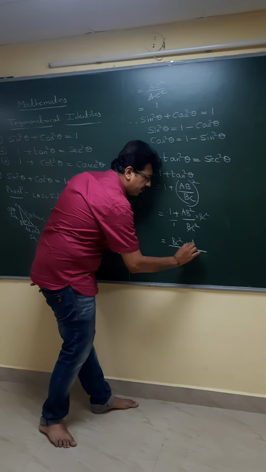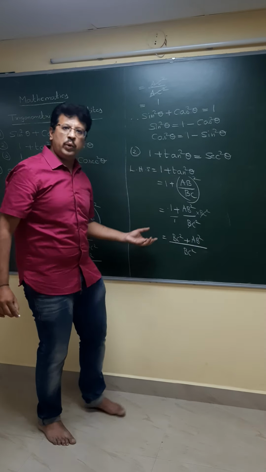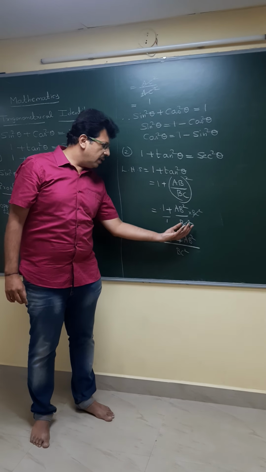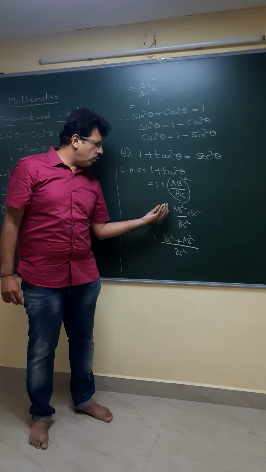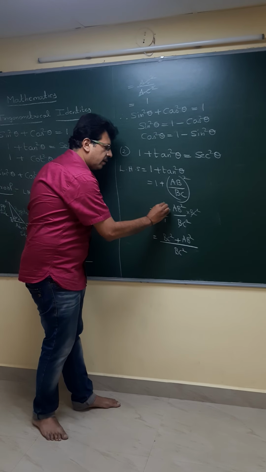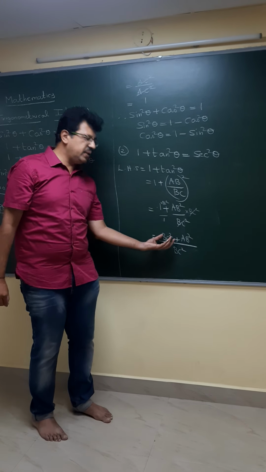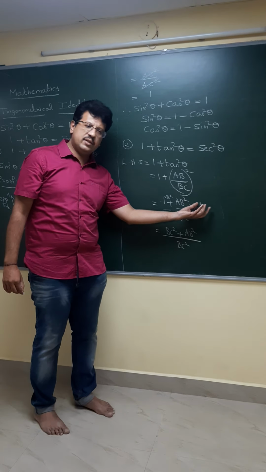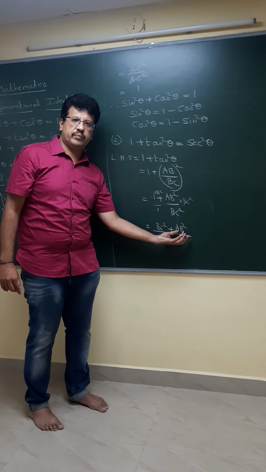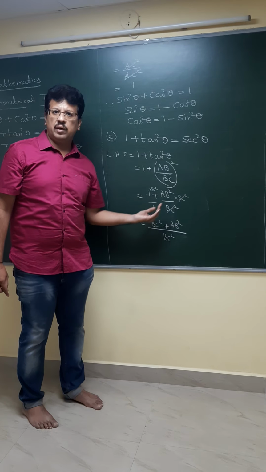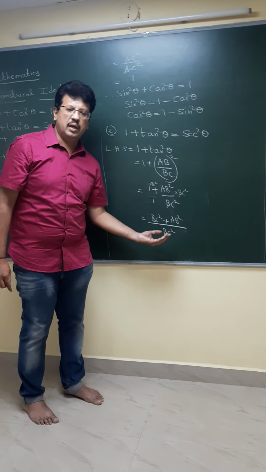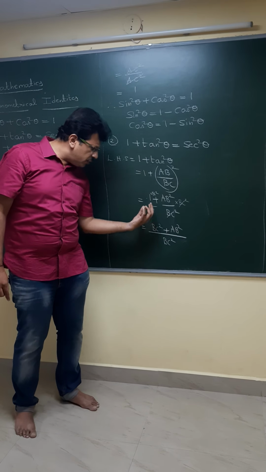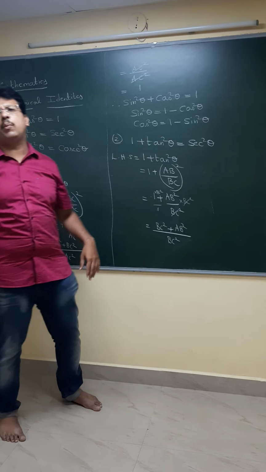What you are going to get? AB square. Children, you should know this LCM concept. That's very important. LCM means BC square is the LCM. So 1 into BC square, that's how we got this BC square here. Again, the LCM is BC square here, BC square will get cancelled. So we'll get AB square. I hope all of you are clear with this concept. So next, we'll move on to this. What should we write now for BC square plus AB square? It is very important.